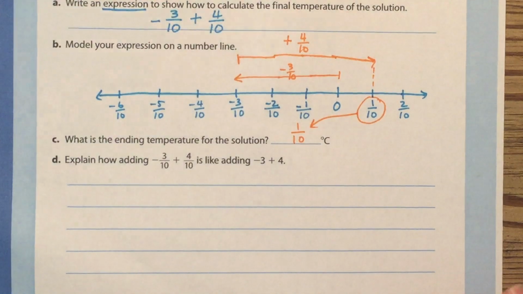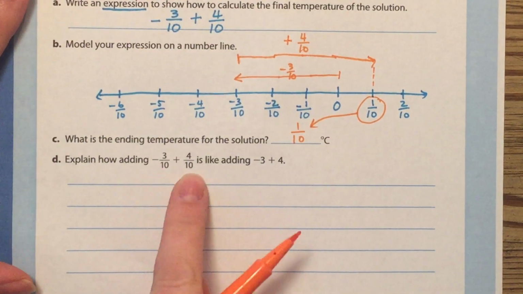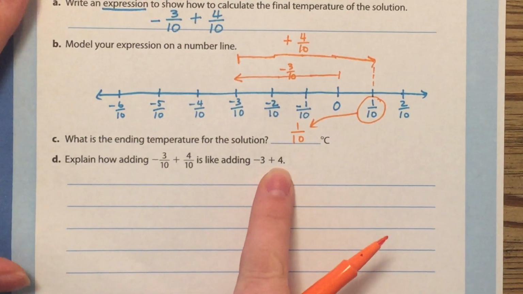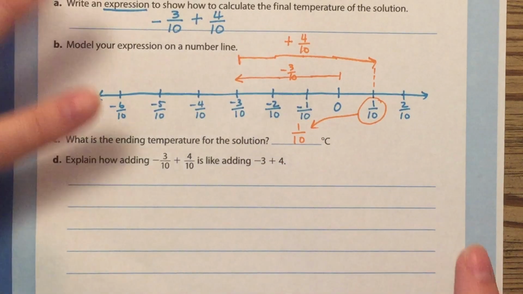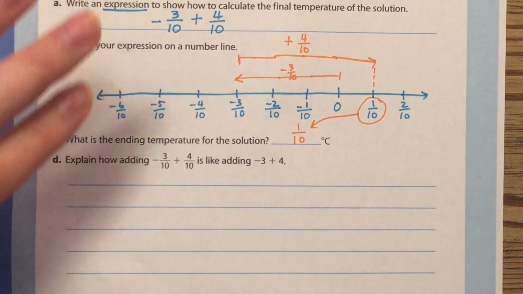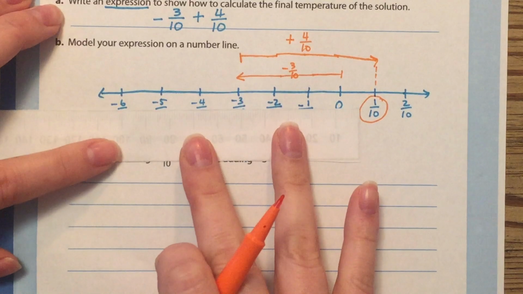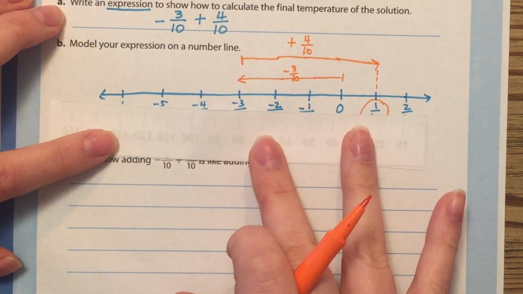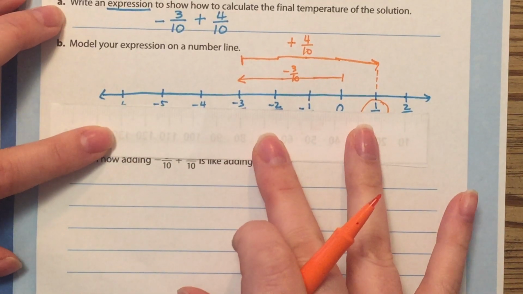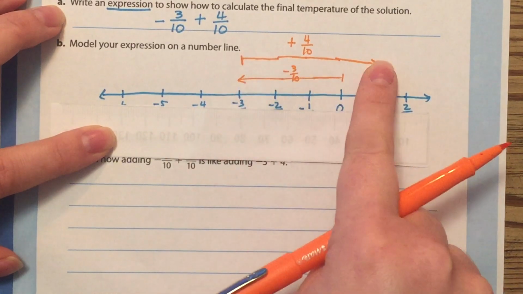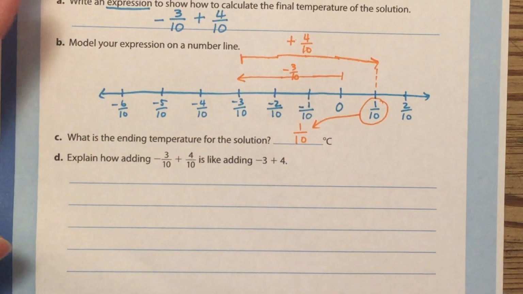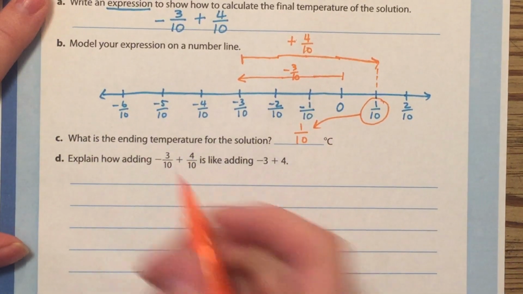And then for part D, explain how adding -3/10 + 4 is like adding -3 + 4. Well, on the number line, if you were to cover up all of the little tenths, you basically have a regular old integer number line, and you would do -3 + 4. So it's very similar. Let's see, explain how it's the same.